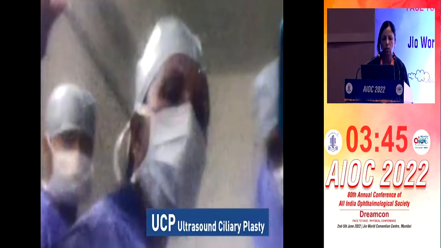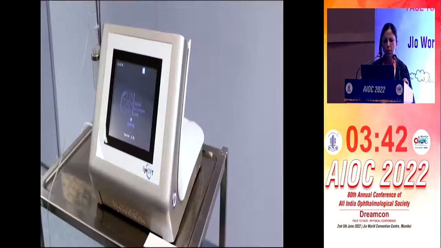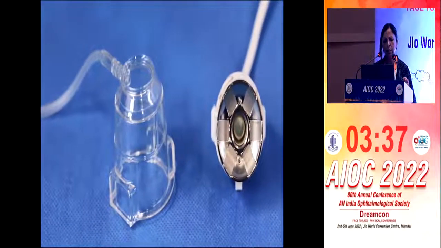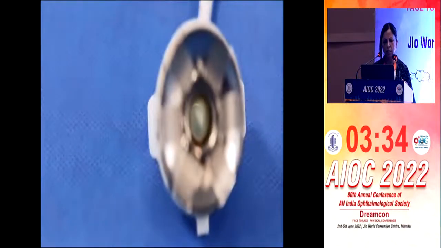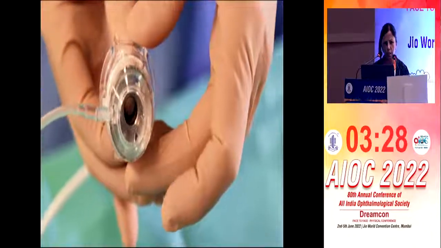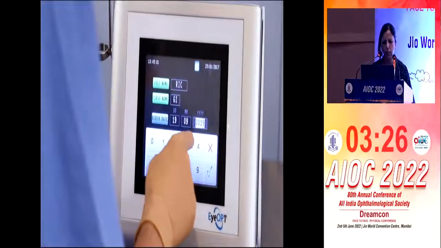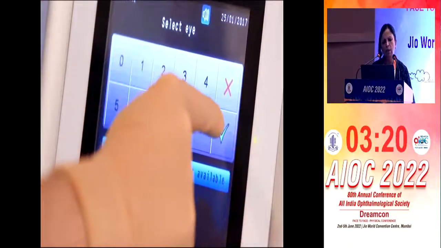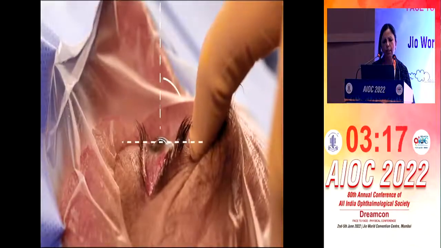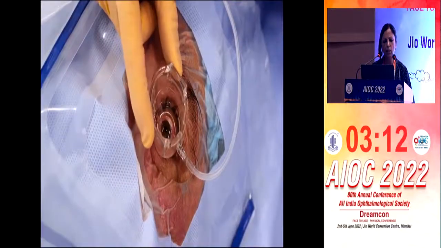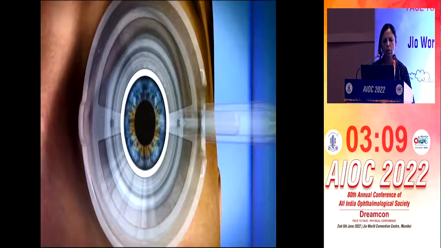So the ultrasound ciliaroplasty is basically pretty simple. That's the machine that comes from the AIOC 2022, and that's the docking system that it has. So this is the inner part of the docking system. You just have to put it into that plastic thing. And following that, you feed in your details, you select the eye, and that's how it has to be placed, absolutely 180 degrees. That's the docking system, and that's how the vacuum builds up.